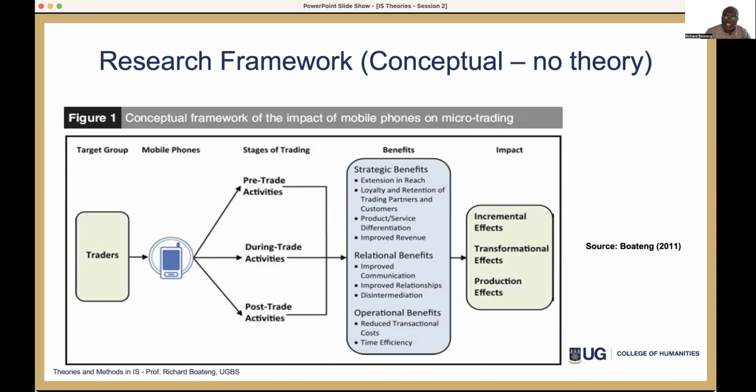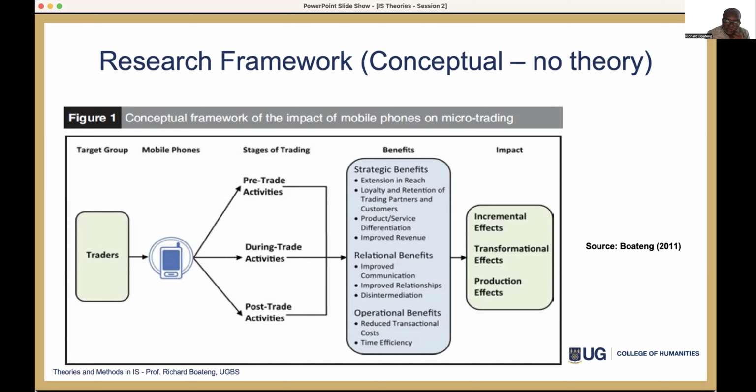Now, when you look at the last part, it's called the impact. When we add all of this, what impact do we get? This is also coming from the mobiles for development literature. In that literature, two authors, Heeks and Jagun, did a work and pointed out that when you add a mobile phone to trying to impact the person's livelihood, you may come out with three types of impact: the incremental effect, the transformational effect, and the production effect.